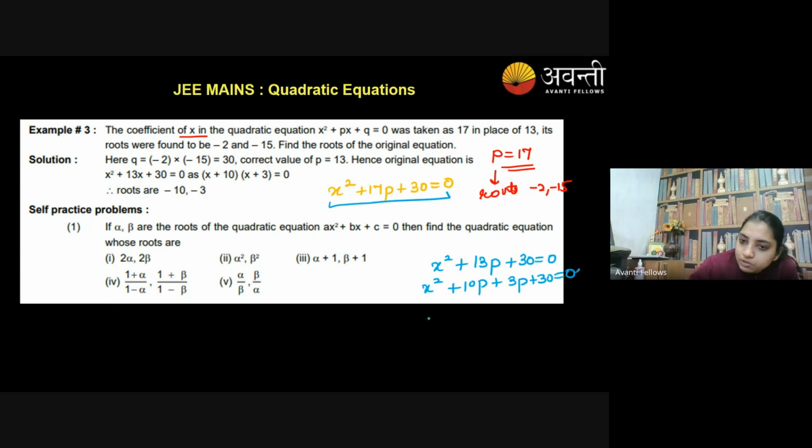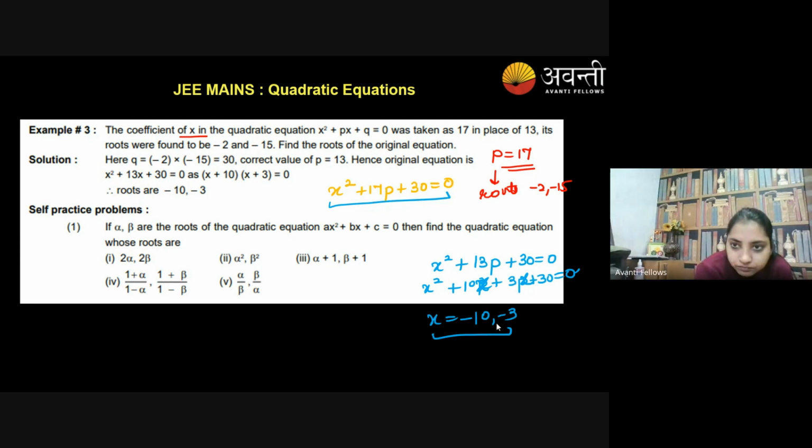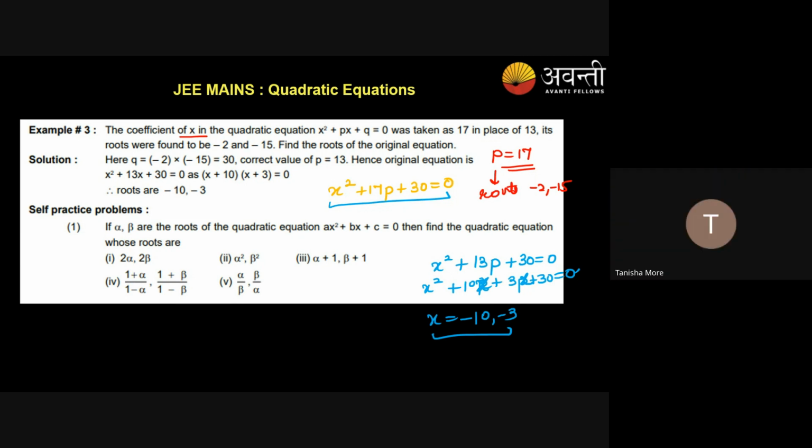So my dear bacho, x must be, what was that? It's 17 x, na? P should be 13. So you will have x should be minus 10 or minus 3. Is it clear to everyone? Yes, ma'am. Any doubt? Anyone, any confusion? Hey everyone, Ritik, Tanisha, clear? Gurmannat, clear? Yes, ma'am.